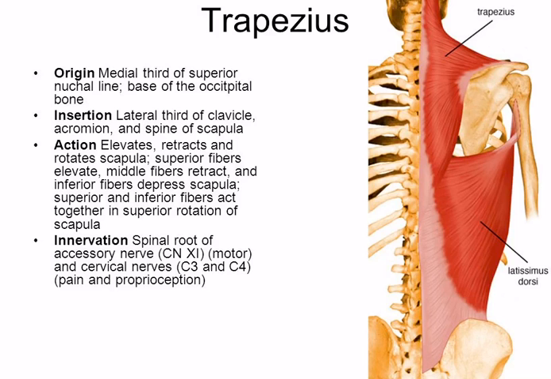Trapezius. Origin: medial 3rd of superior nuchal line, base of the occipital bone. Insertion: lateral 3rd of clavicle, acromion, and spine of scapula. Action: elevates, retracts and rotates scapula; superior fibers elevate, middle fibers retract, and inferior fibers depress scapula; superior and inferior fibers act together in superior rotation of scapula. Innervation: spinal root of accessory nerve, CN11, motor, and cervical nerves, C3 and C4, pain and proprioception.